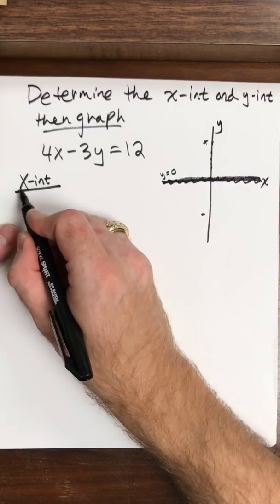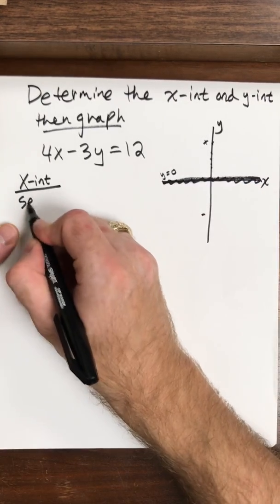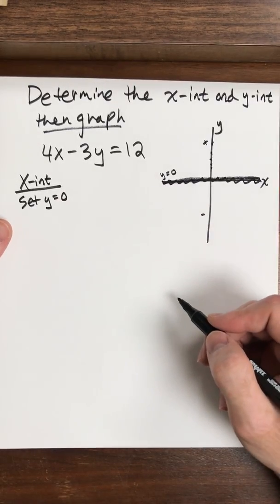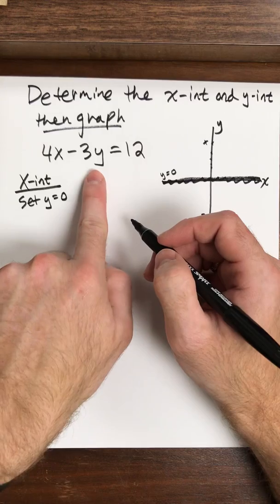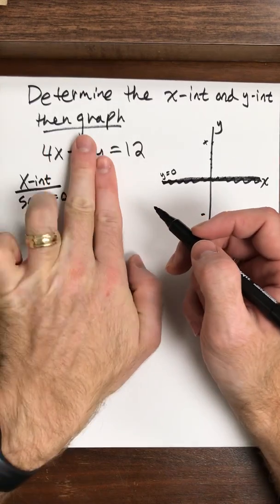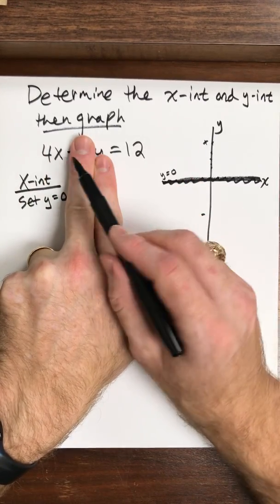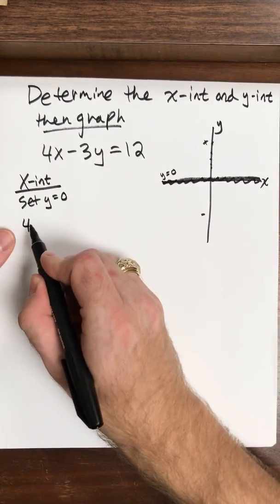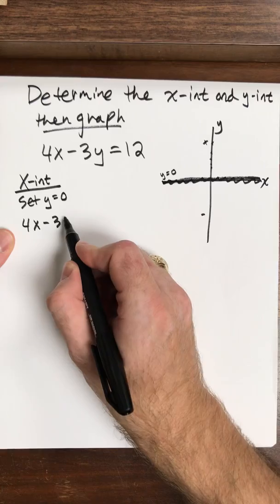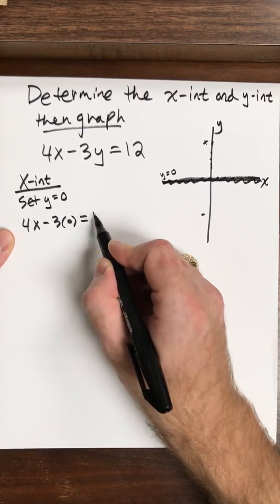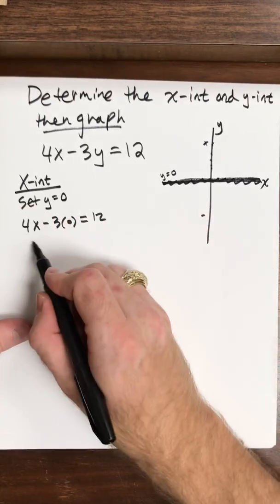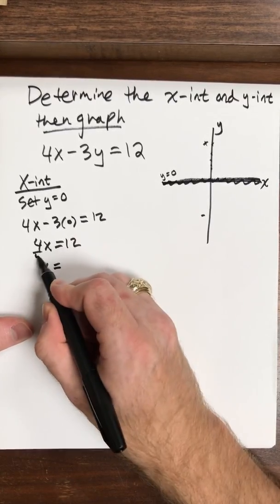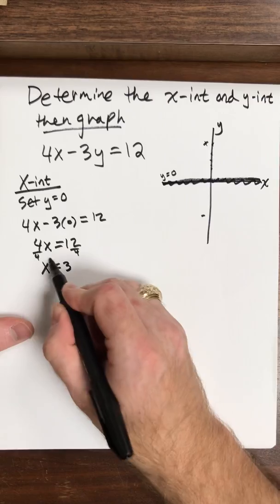So what do I do? To find the x-intercept, I set y equal to 0. All that means is literally this: I take where my y's are and I put my finger over them and cover them up. So what do I have left? I've got 4x equals 12. So look, 4x minus 3 times 0 equals 12. I cover it up, it becomes 4x equals 12. So x equals, divide by 4, x equals 3.